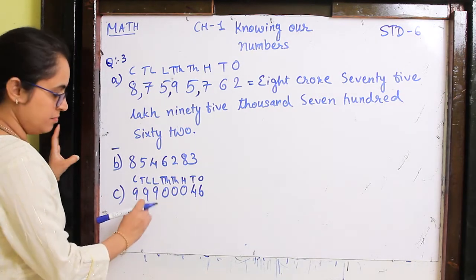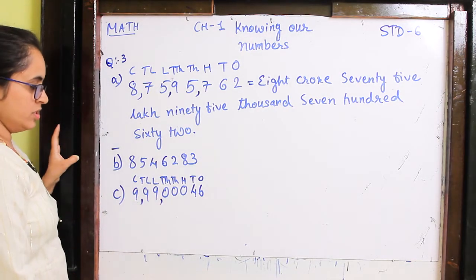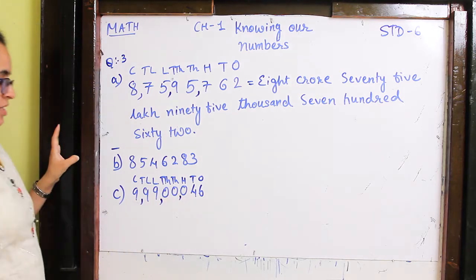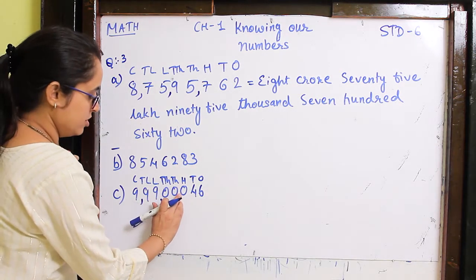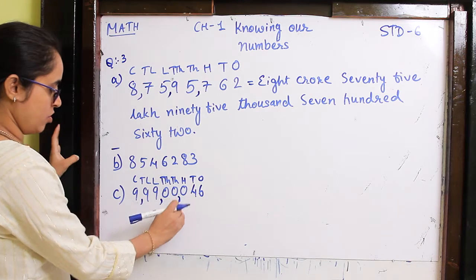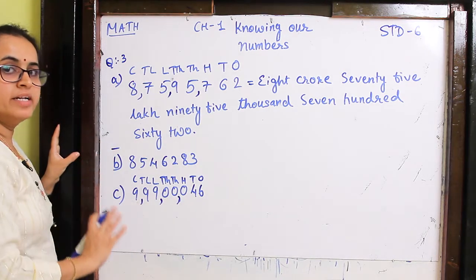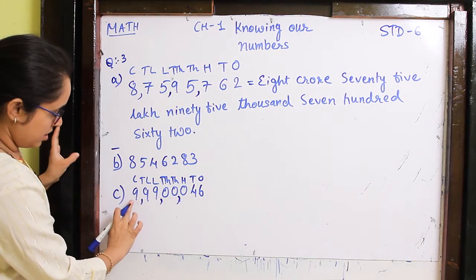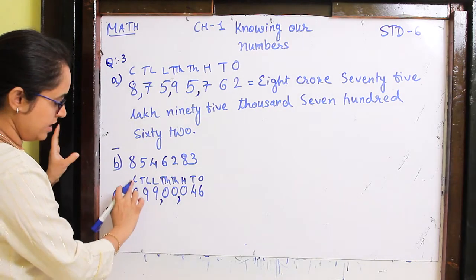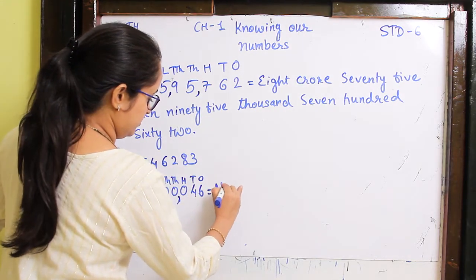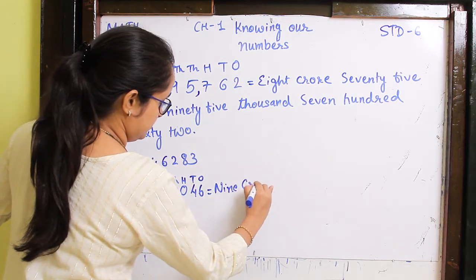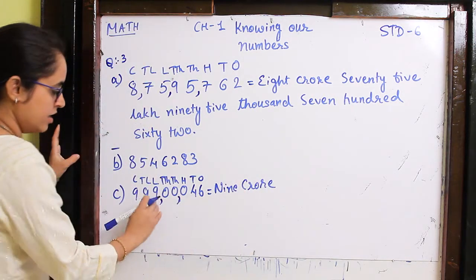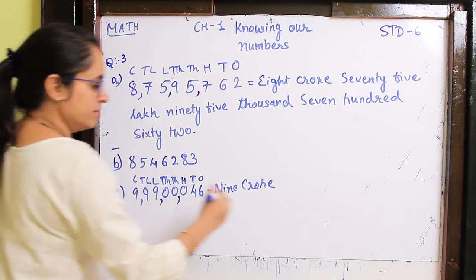Now I am not doing B. B is in your homework. You have to leave two or three lines for B. I'm writing down the number 8546283. You have to do this by yourself and then you will start C.